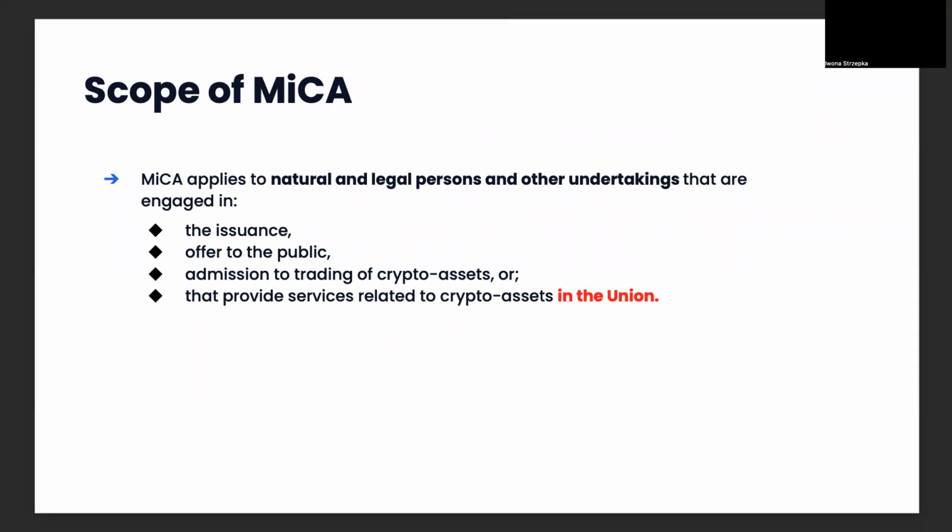So now let's talk very briefly about the scope of MiCA, as this will have a direct impact on our today's topic. MiCA is applicable to natural and legal persons and other undertakings that are engaged in the issuance, offer to the public, admission to trading of crypto assets, and that provide services related to crypto assets in the Union. As you can see, I've highlighted here in red "in the Union", because providing the services inside or outside of the European Union is what lies at the core of reverse solicitation. So that's very important.